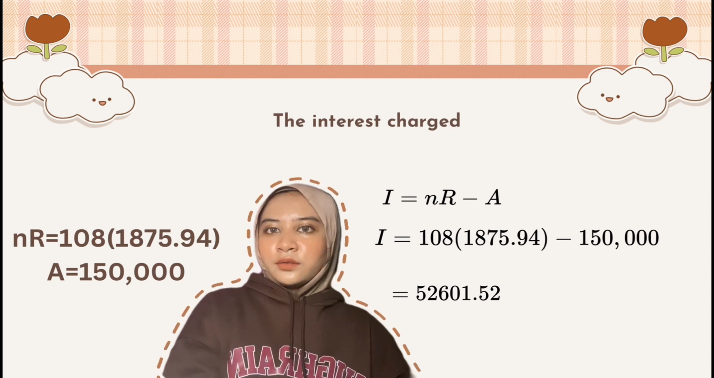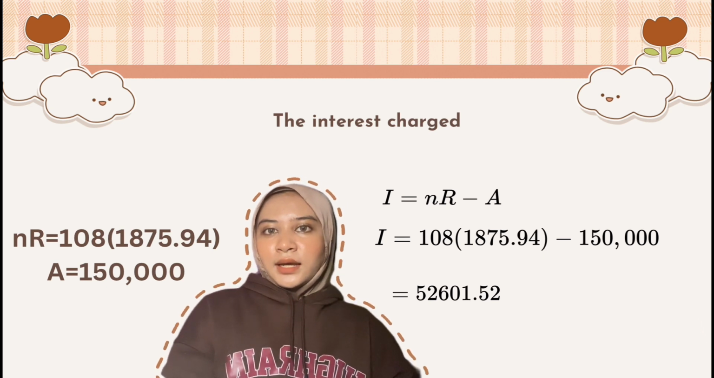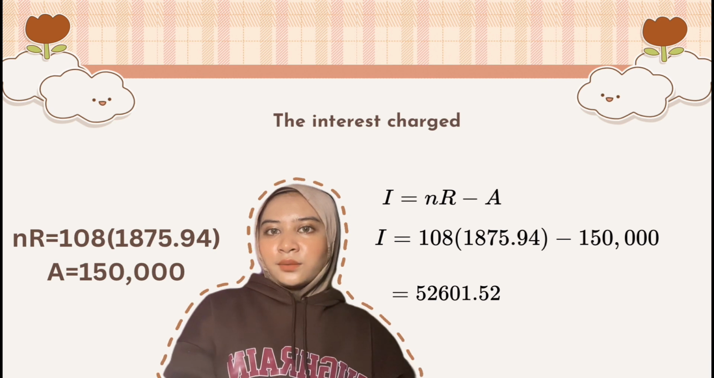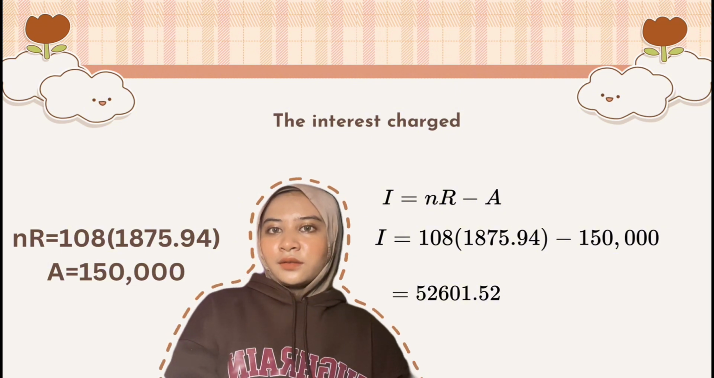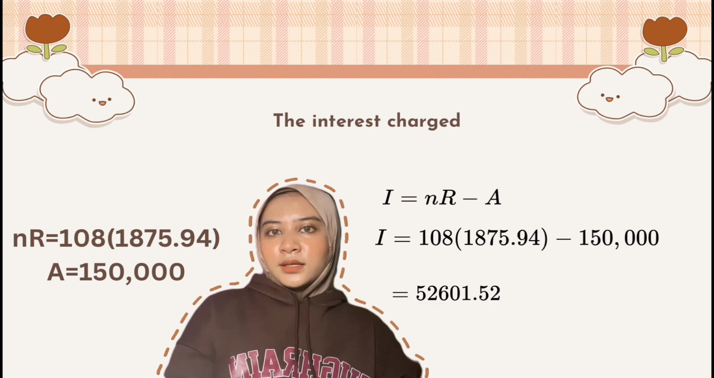So the formula to find the interest charge is I equals nR minus A, which is I equals 108 in bracket 1,875.94 minus 150,000. And the answer is 52,601.52.